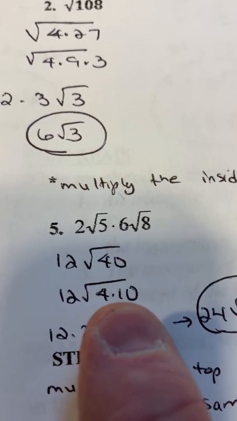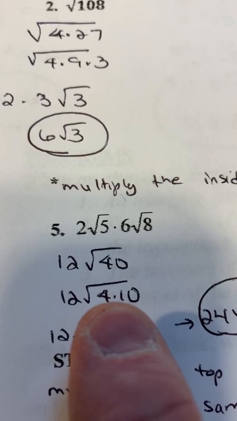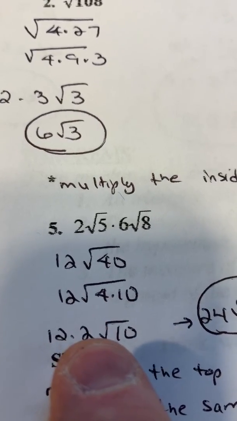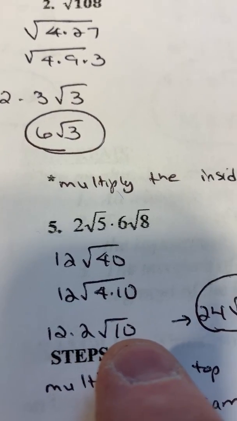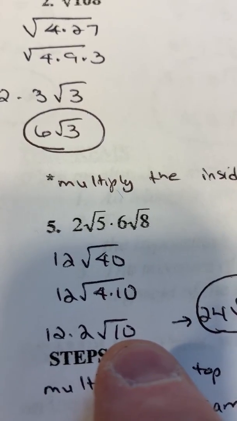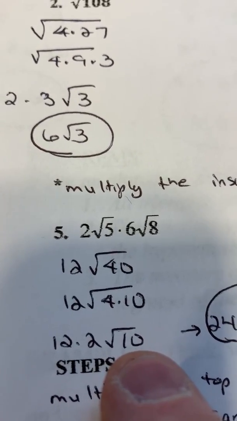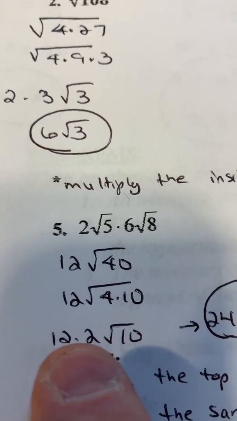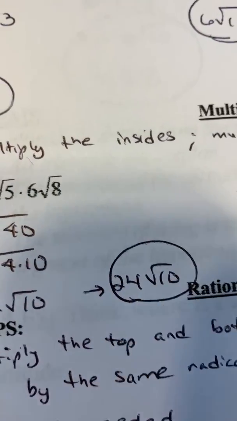The 40 then breaks down. 4 times 10, there's your perfect square. Take out the 4 to become a 2. The 10 we talked about before has to stay because you can't break down a 10. You can try it, but it's not going to work for you because 10 is 2 times 5 and neither of those are perfect squares. So 2 times 12 is 24 root 10.